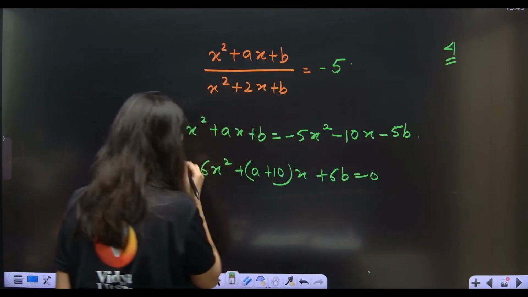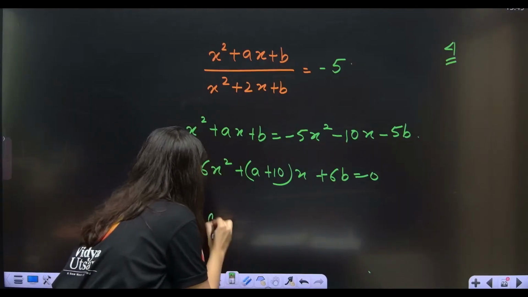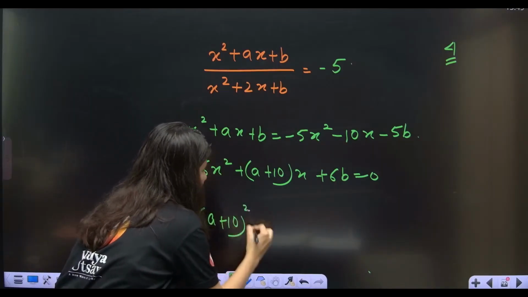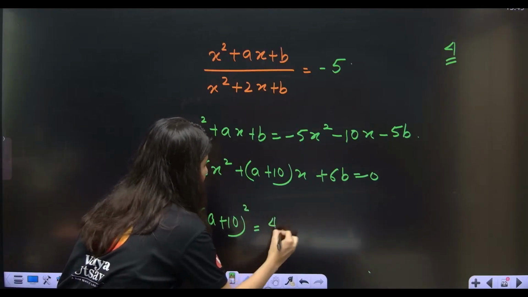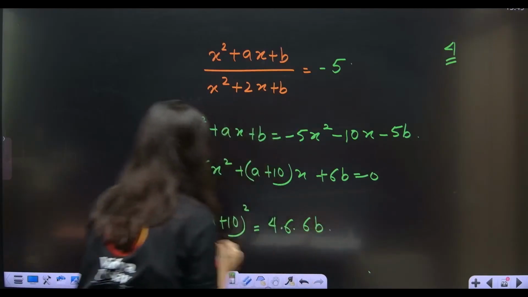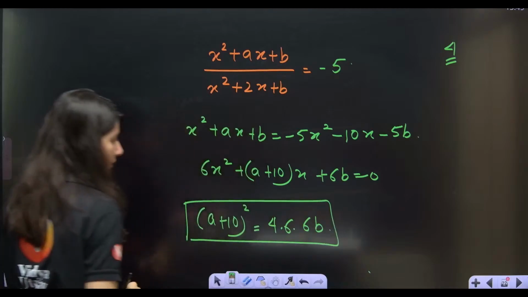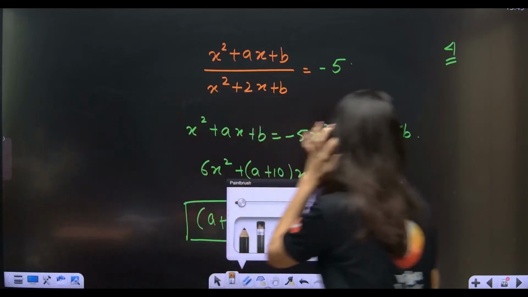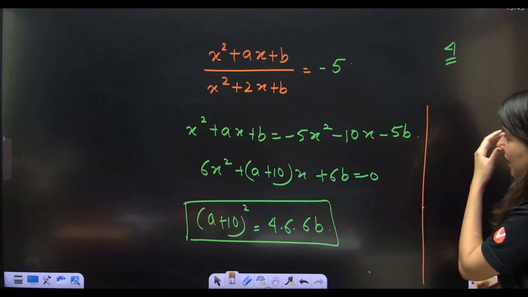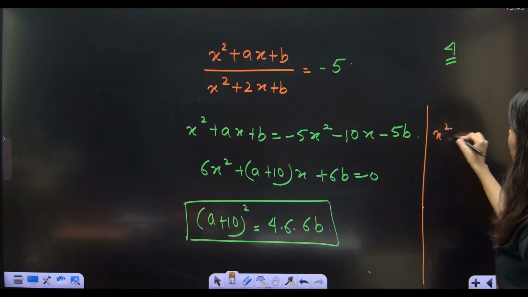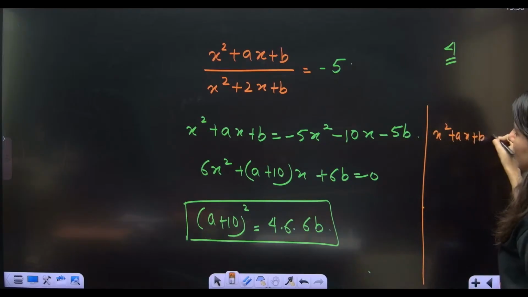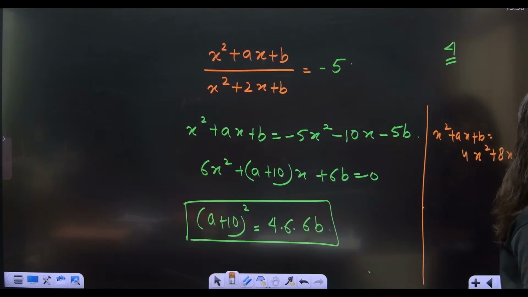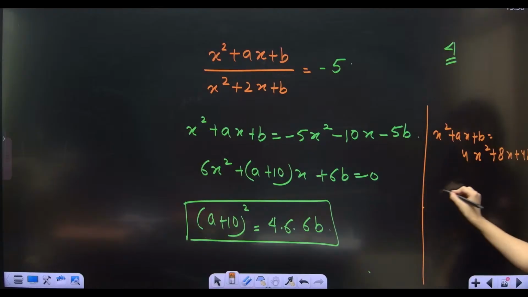So the discriminant: a plus 10 whole square minus b square is equal to 4ac, so 4 into 6 into 6b. This is the very first thing. Same thing you have to apply: you just equate it to 4. So x square plus ax plus b is equal to 4x square plus 8x plus 4b. Correct? So shift everything towards the right hand side.